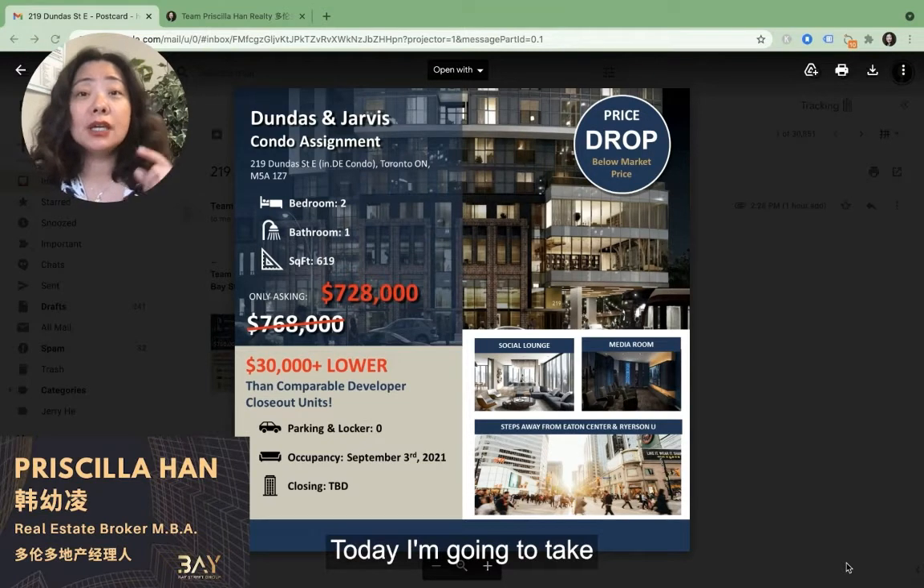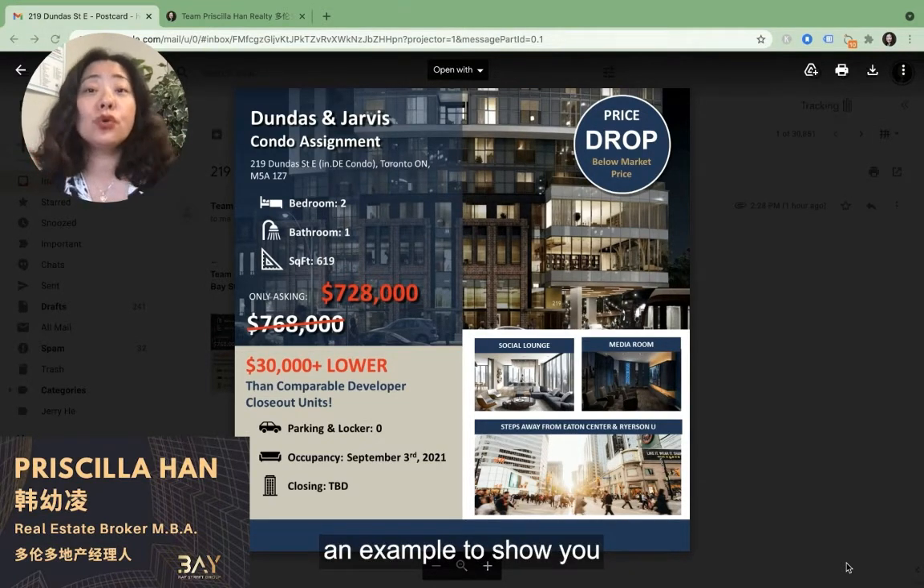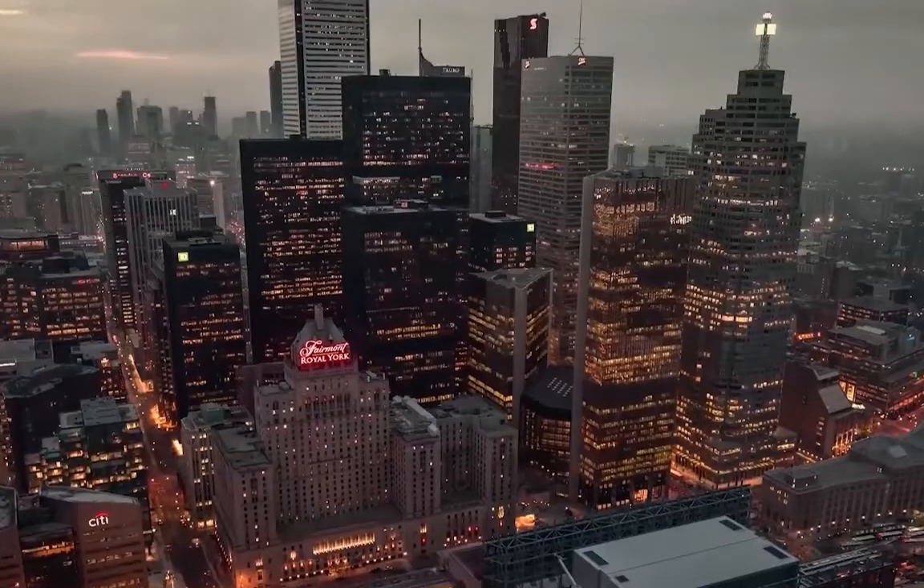Today, I'm going to take one of my own assignment listings as an example to show you how to come up with the summary of all the costs when you want to take over the assignment.